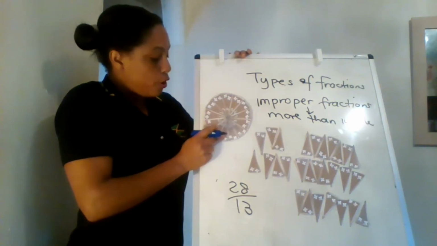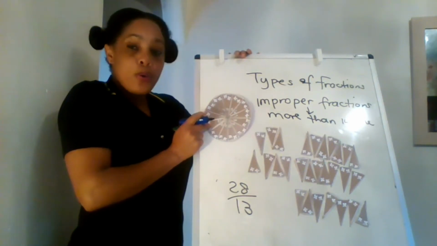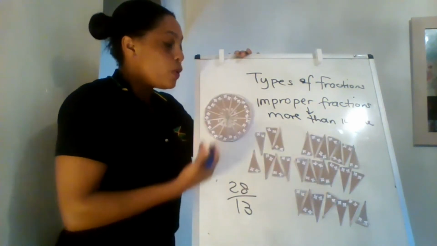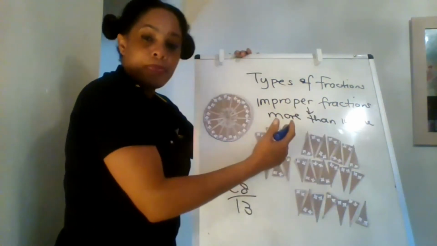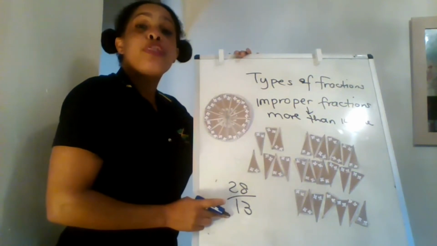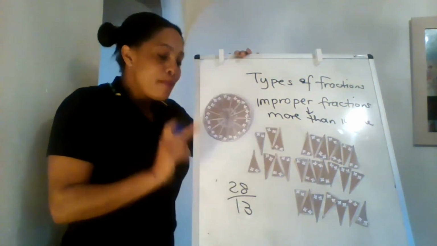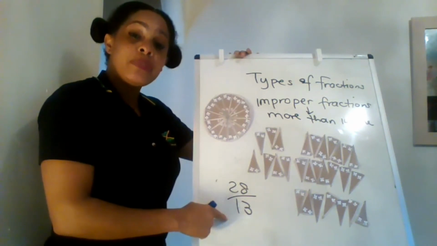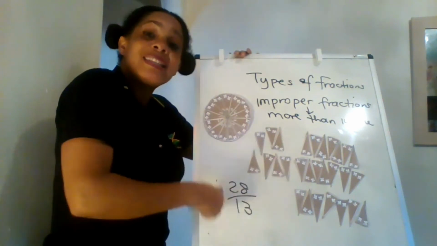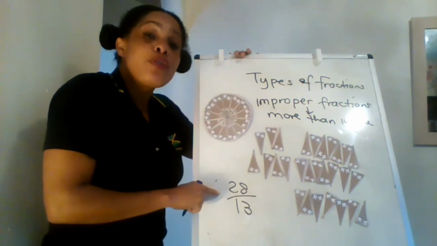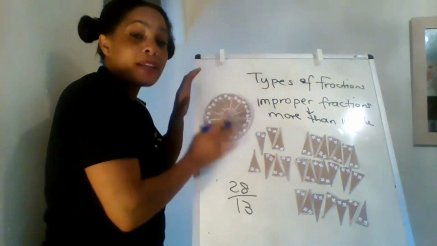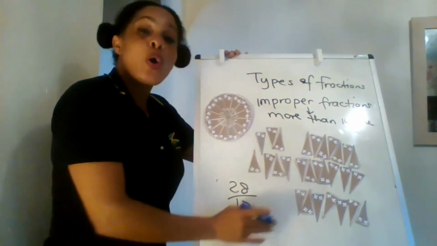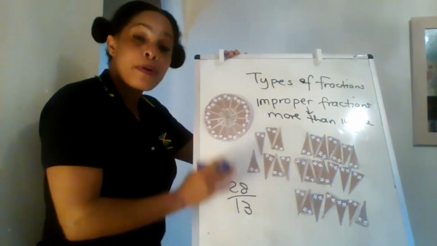So this would be 1/13, another 1/13, another 1/13. So each piece is called 1/13. When I count that up, I have 28 13ths. Now remember that 1 whole cake was 13 out of 13. This means with the pieces that are there, I can get more than 1 cake. If I was going to put them back together, I would get more than 1 cake. So here what we have is an improper fraction.